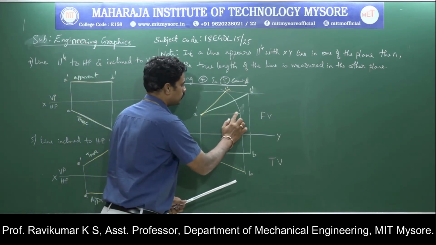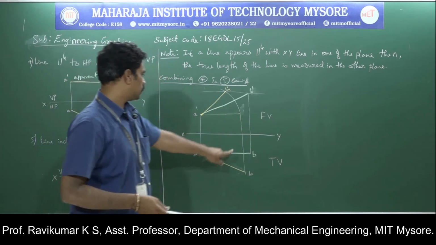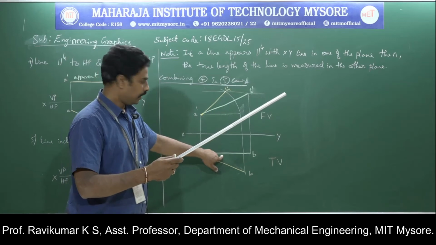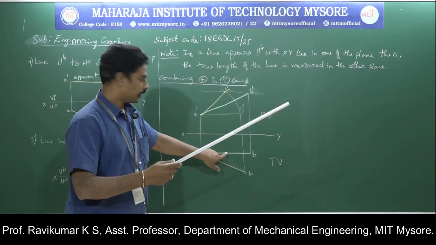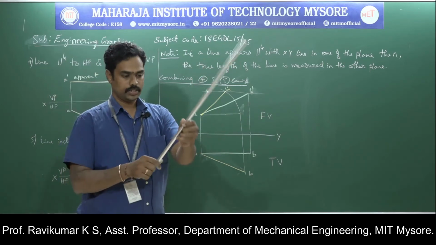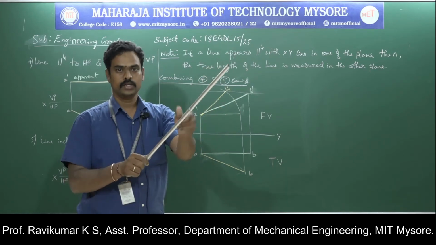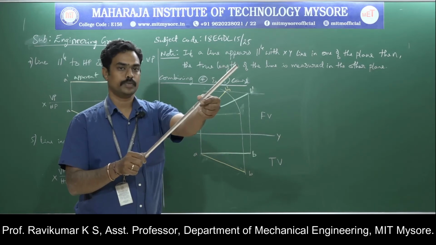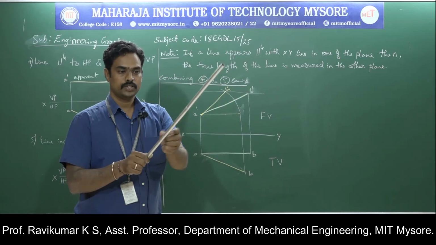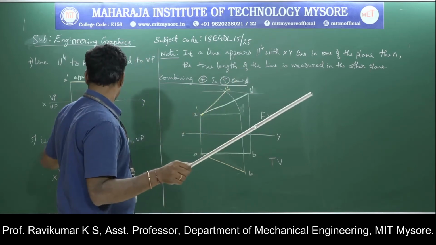Similarly, I will come to this one. Again, I will just reduce the thickness. If I come to this particular line, the green line, which is inclined to HP and parallel to VP, I will start with a line inclined to both the planes. It is inclined with VP as well as inclined with HP. Now I will take off the inclination with respect to VP. Okay. So from this condition, I will convert it into one of the cases, either 4 or 5.